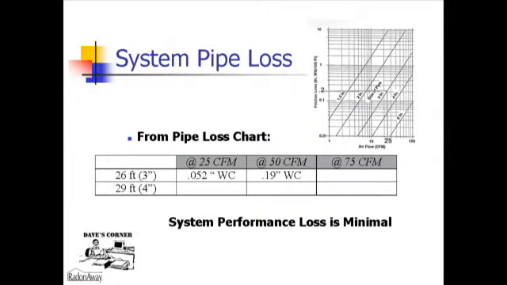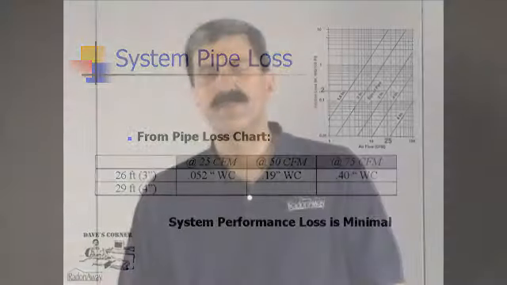And so we see here that at 50 cubic feet per minute, the air loss for our system, in our example, is 0.19 inches of water column. And at 75 cubic feet per minute, the total pressure loss is 0.4 inches water column.